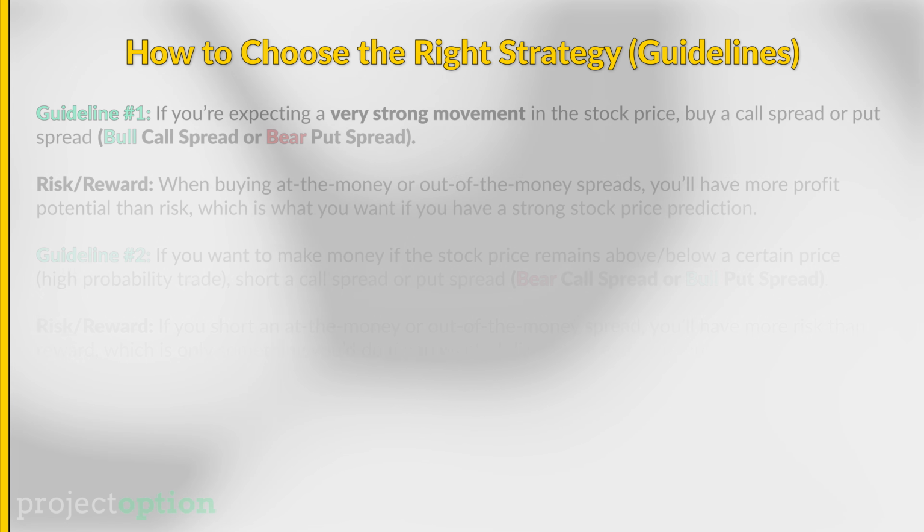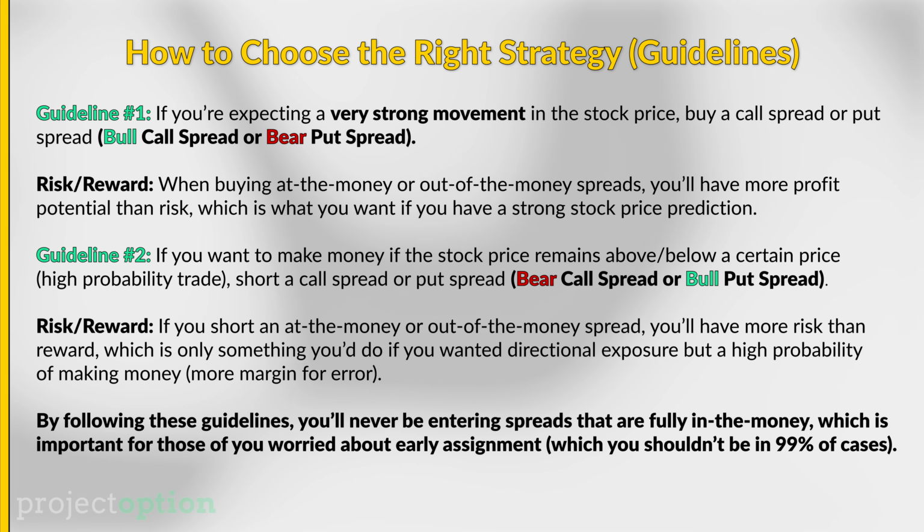So if you want to place a high probability trade, then I think it is better to short an out-of-the-money vertical spread, or if you want a very favorable risk to reward trade based on a very strong directional outlook, then I think it is better to buy an at-the-money or out-of-the-money vertical spread as compared to buying a deep in-the-money vertical spread, because if you buy an in-the-money vertical spread, the profit potential will be less than the risk, and if you buy an out-of-the-money vertical spread, the profit potential will be more than the risk.